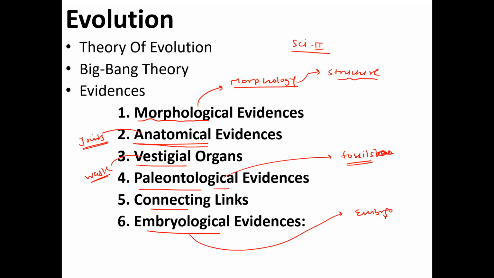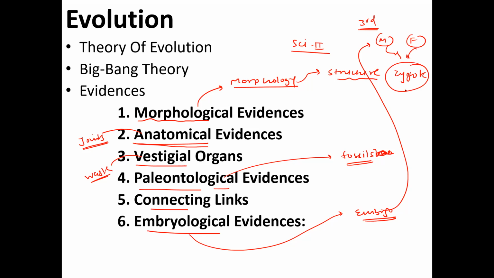So in the embryological we have what? Embryo. So what is the embryo? We have this topic in chapter number 3, reproduction. We have the male cell, we have the female cell, that is the sperm cell and the egg cell. Then these two form what? After the fertilization, they form the zygote. Okay, and that zygote further develops into what? Embryo. So these all are the evidences which will give us the proof for the theory of evolution.